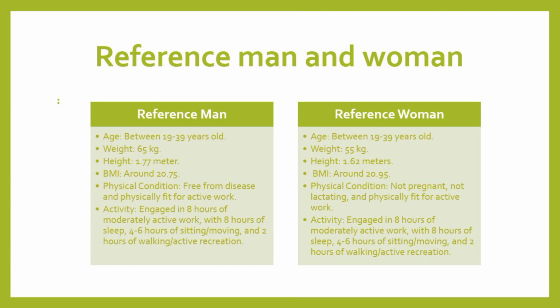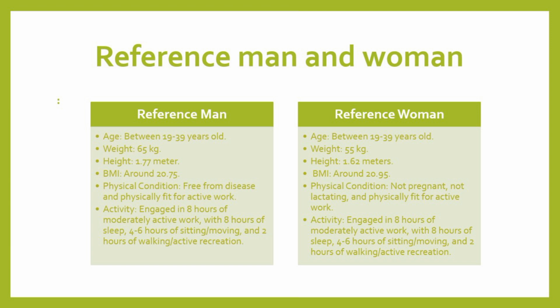A 19 to 39 year old man with a weight of 65 kg and height of 1.77 meter, which when calculated gives a BMI of about 20.75, who is free from any disease and engages himself in 8 hours of moderately active work, 8 hours of sleep, 4 to 6 hours of sitting and moving, and 2 hours of walking and active recreation, has been taken as a reference man.